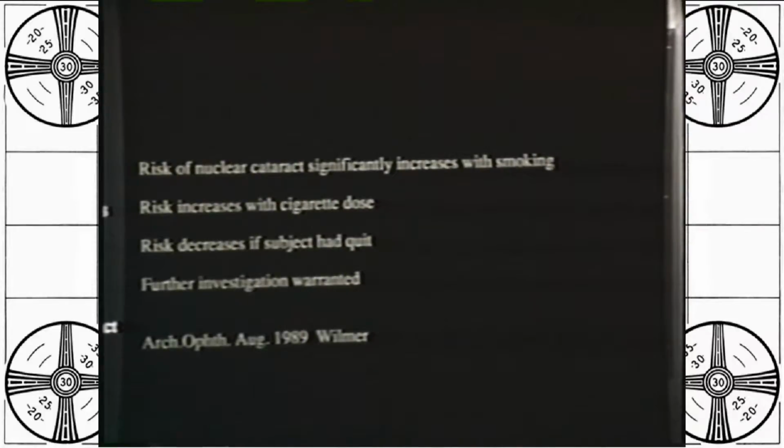The risk of nuclear cataract increases with smoking, and I thought this was a very interesting article from the Archives of Ophthalmology in '89. The risk increases with the amount smoked, excuse me, and decreases if the subject quits. Just talking about smoking will do it. Anyway, further investigation is warranted.